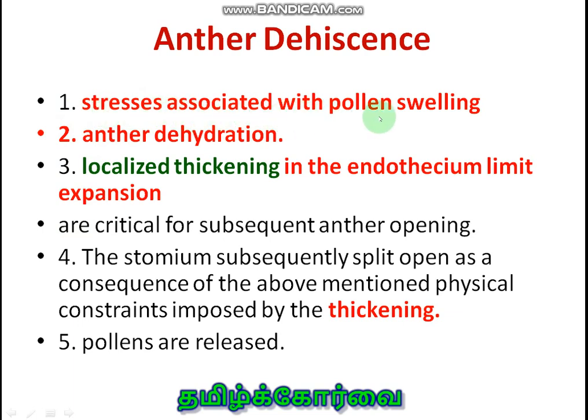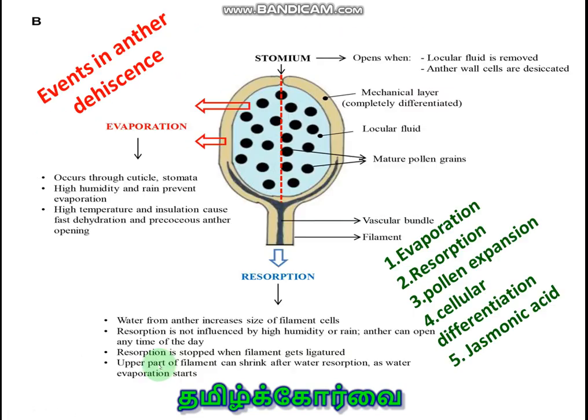Stresses associated with pollen swelling, it means the growth of pollen. Then anther dehydration, loss of water. Localized thickening in the endothecium limits the expansion. That is the band I already told you. That is not allowing the breakage to occur in that particular part. So the entire stress goes to the stomium. Stomium subsequently splits open as a consequence of the above mentioned physical constraint imposed by the thickening. Pollens are released by this factor.